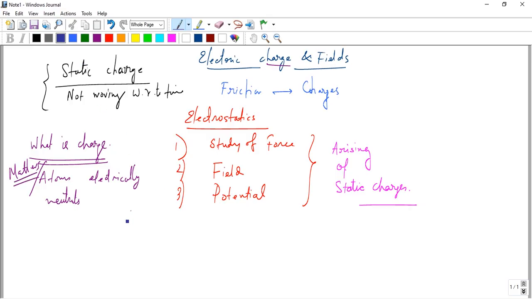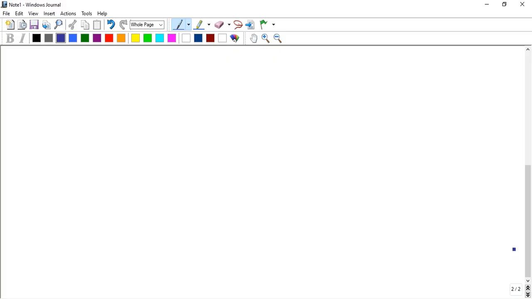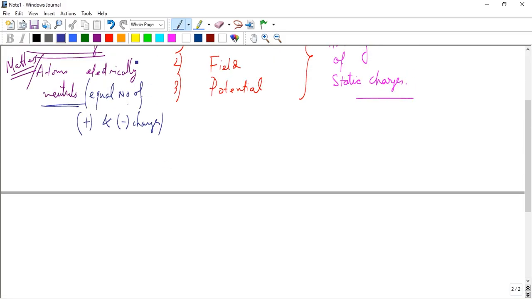Why are they neutral? Neutral means an equal number of positive and negative charges. So what are positive and negative charges? Let me take an example of sodium, which is electrically neutral.